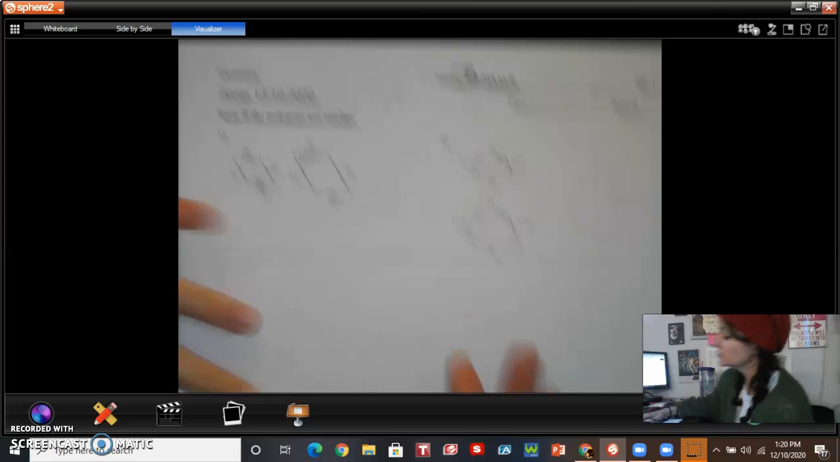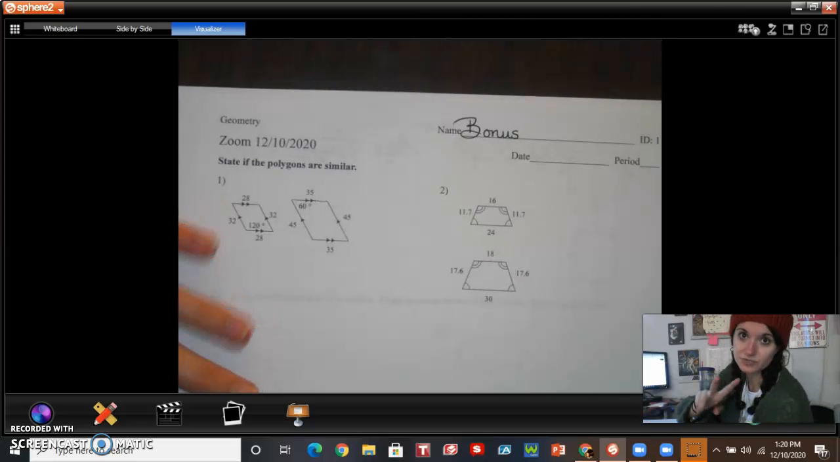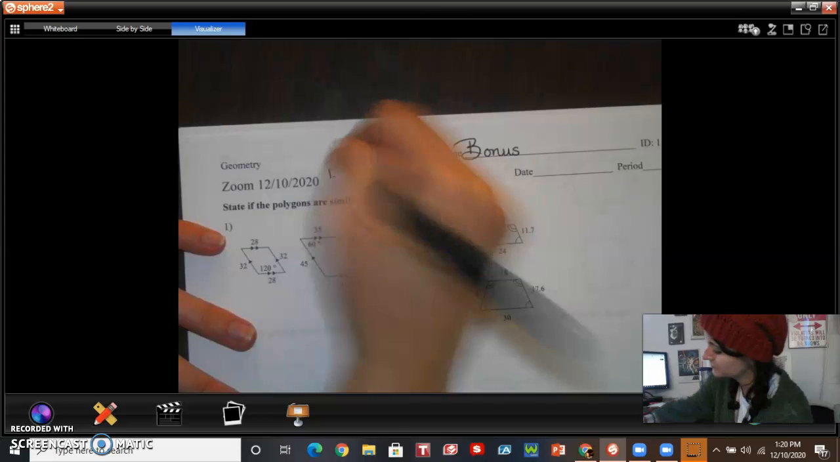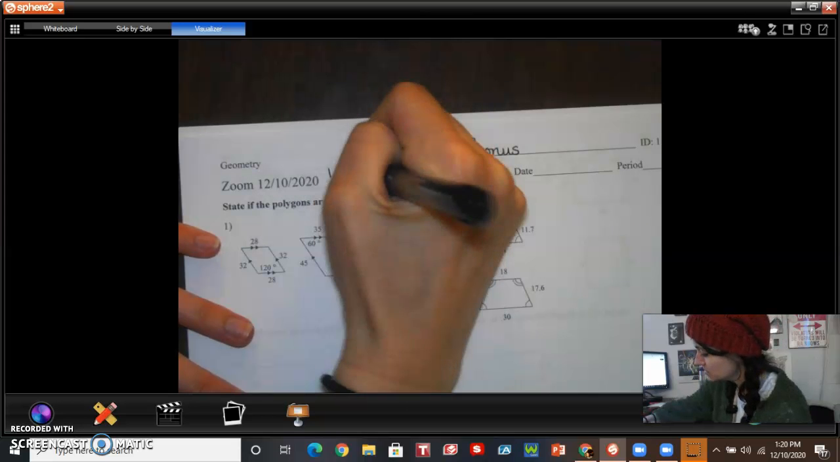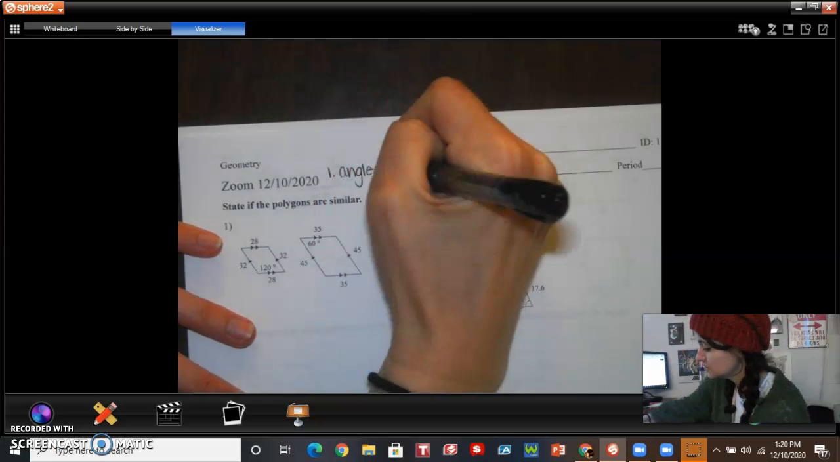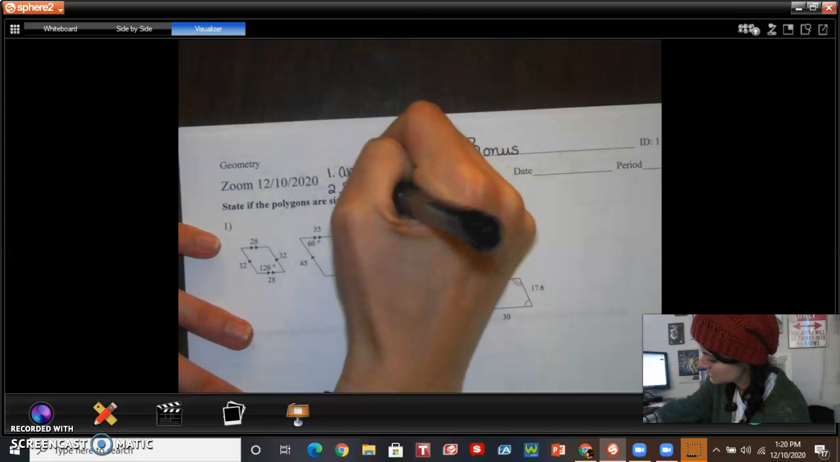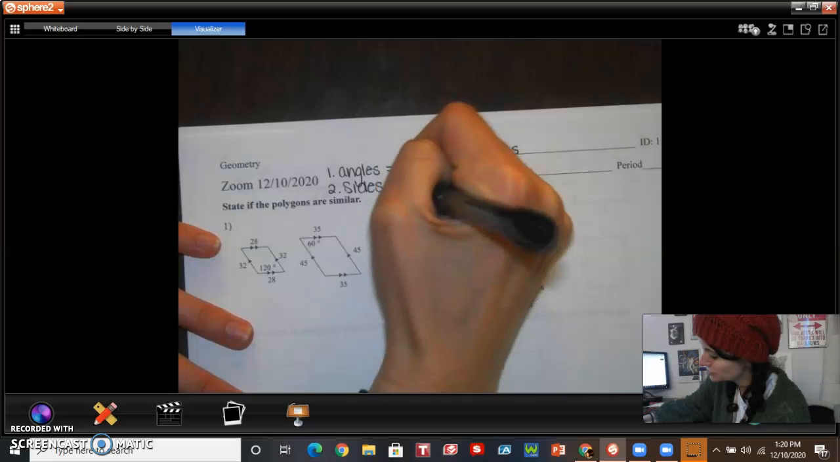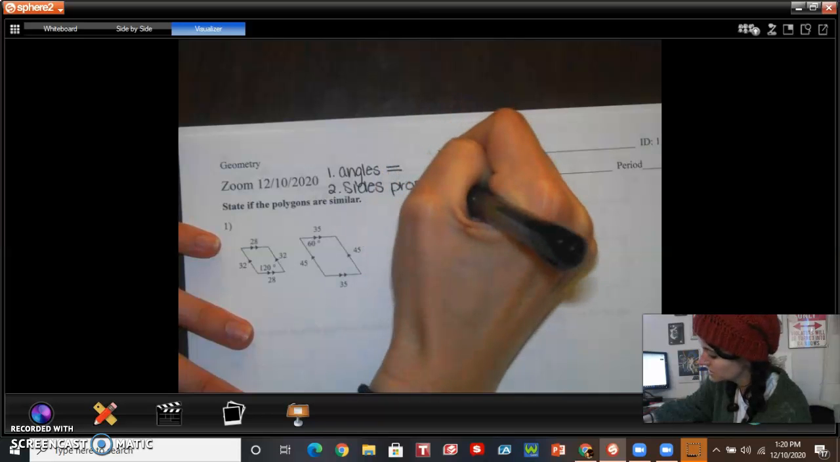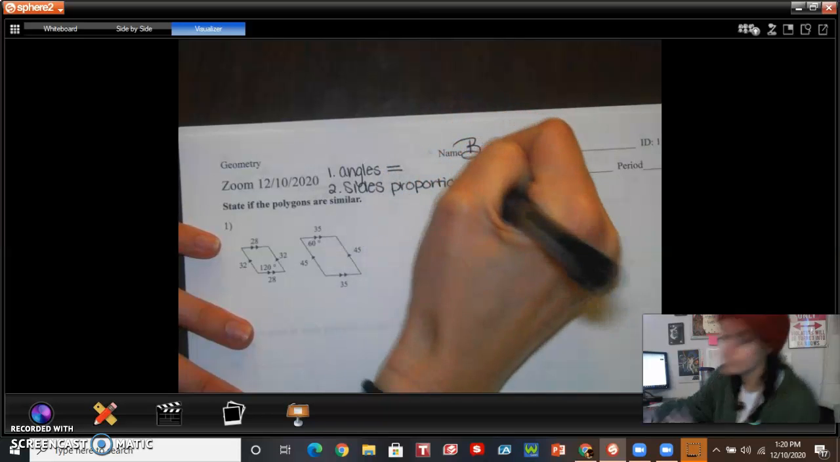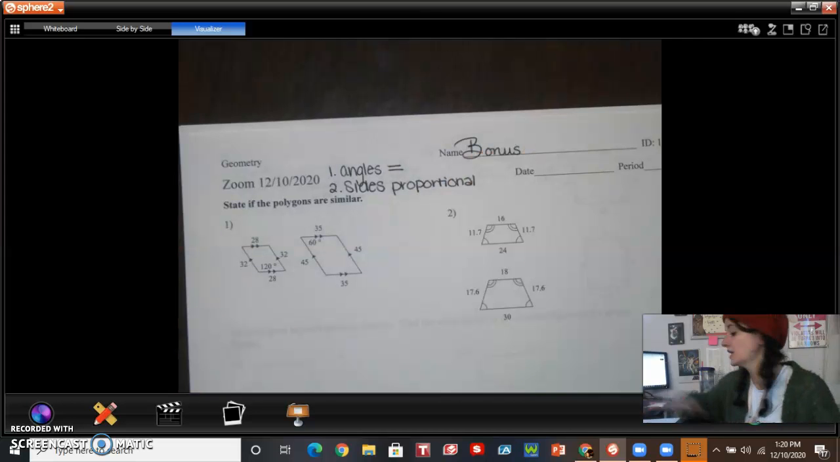Now, remember when things are similar, there are two things we're going to look for. First, we need our angles to be equal. And second, our sides to be proportional. Now, proportional means that they will be creating equal fractions.